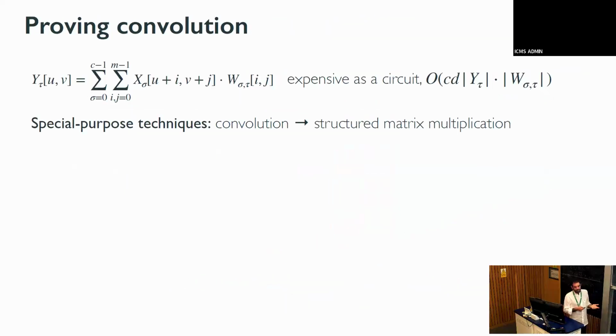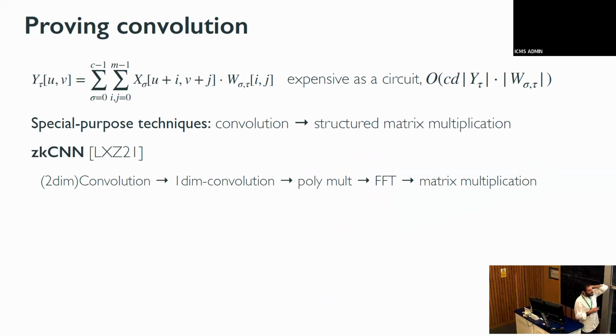Okay, and the idea is to use some special purpose techniques, and I'm going to mention two approaches in which the idea is to express convolution as a structured matrix multiplication. In particular, in ZK-CNN, what they did is this kind of transformation. They encoded this two-dimensional convolution with a one-dimensional convolution that can be expressed as a polynomial multiplication. And then they prove polynomial multiplication using FFT algorithms, so FFT-based polynomial multiplication using matrix multiplication.